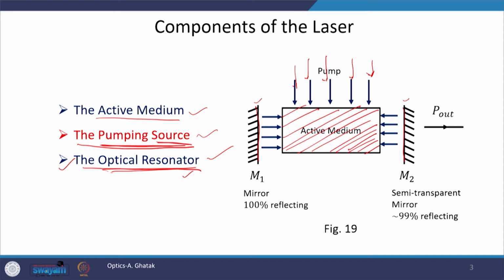Now, out of the two mirrors, one mirror is highly reflecting, with a reflectivity of around 100%, and the other mirror is semi transparent, which has a slightly smaller reflectivity. Due to this small value of reflectivity we get some transmittance, and the laser output is received from this end of the cavity.